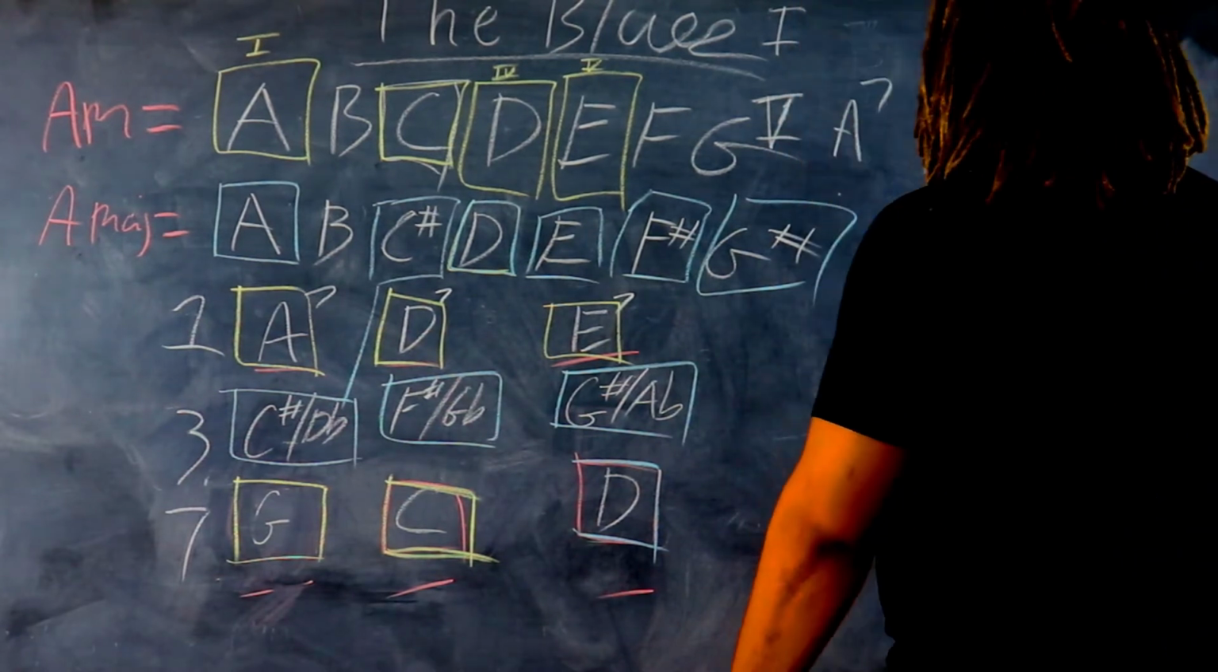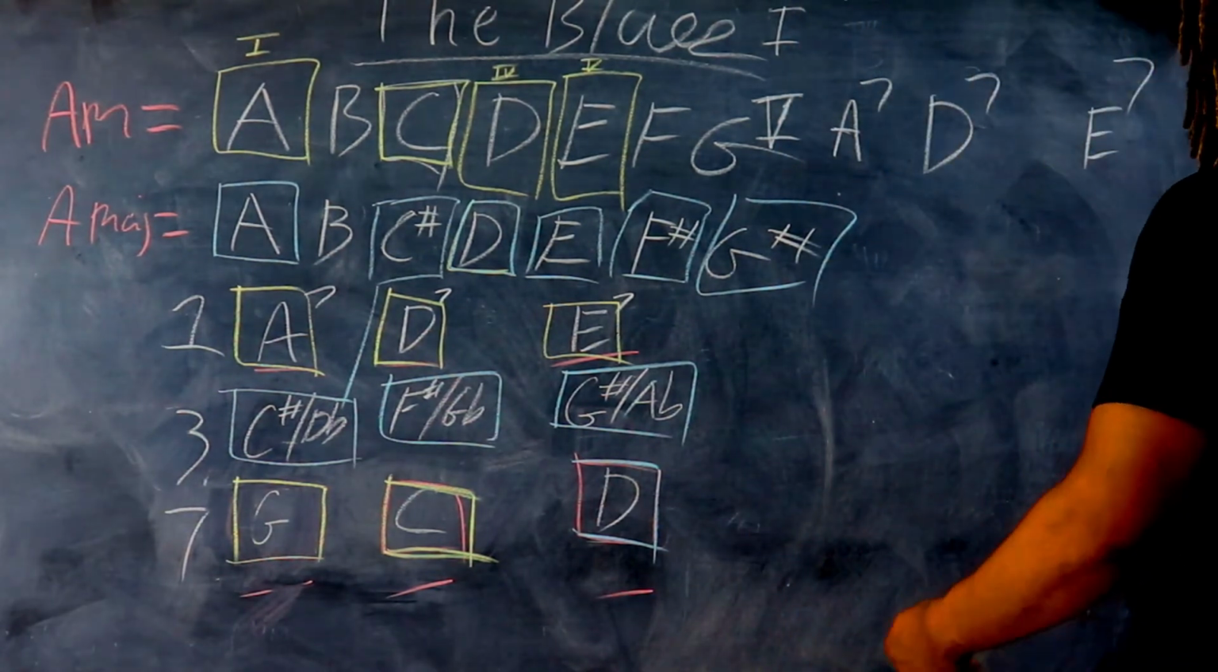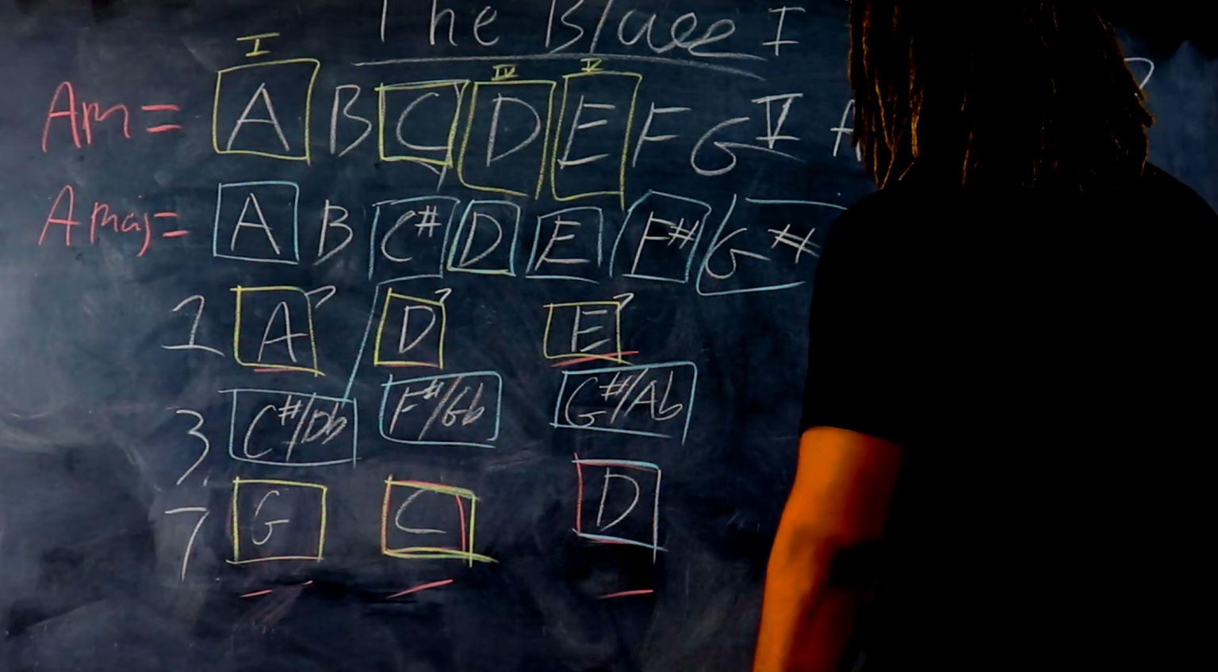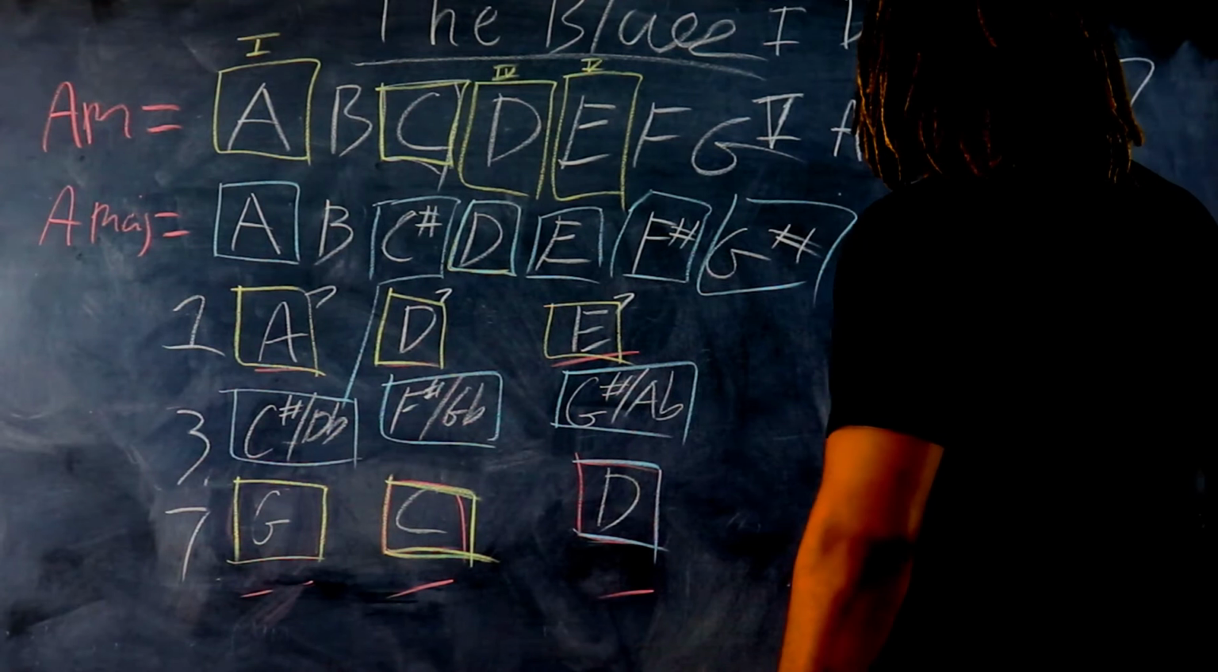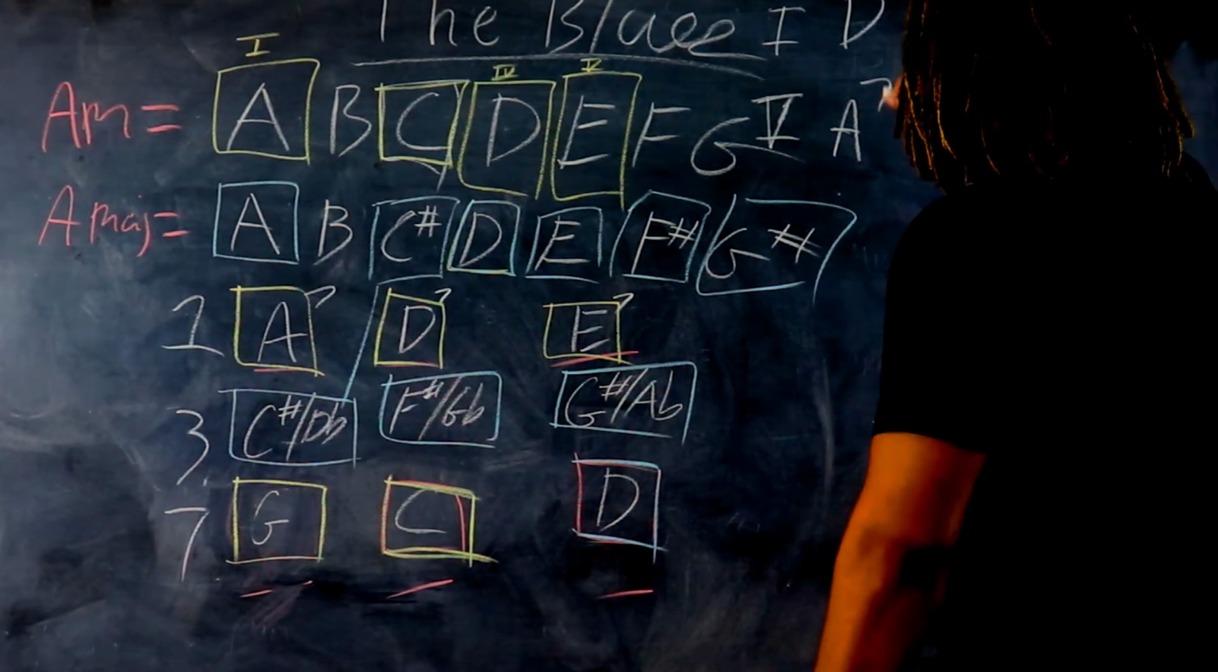Of whatever scale they come from. Now, what we want to say is, okay, well, what is A the 5 of? A is the 5 of D. Okay? A is the 5 of D major.